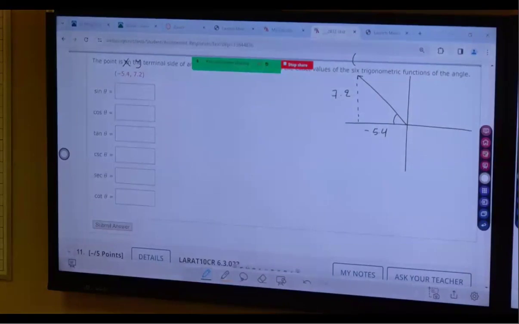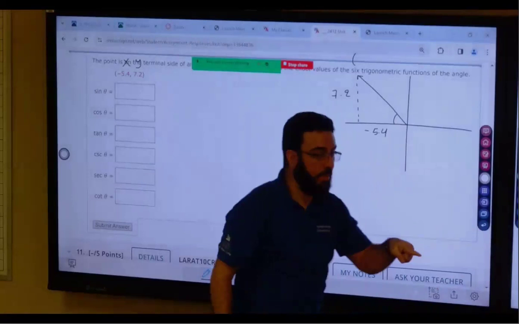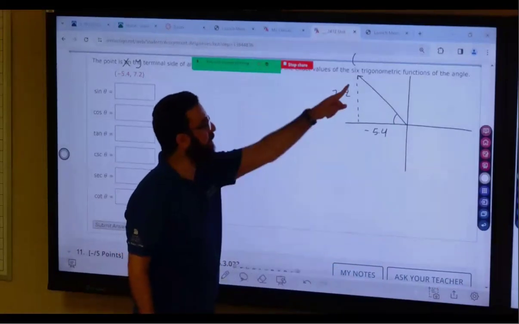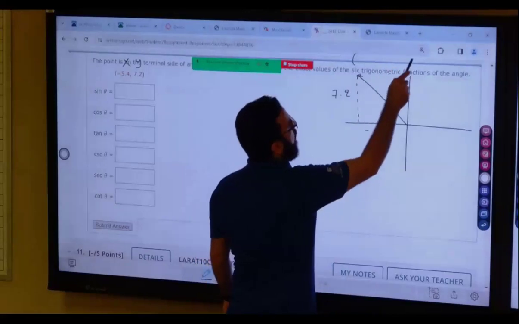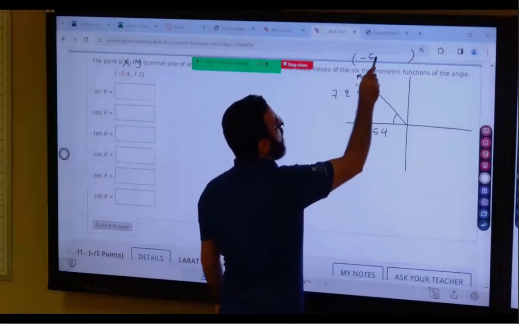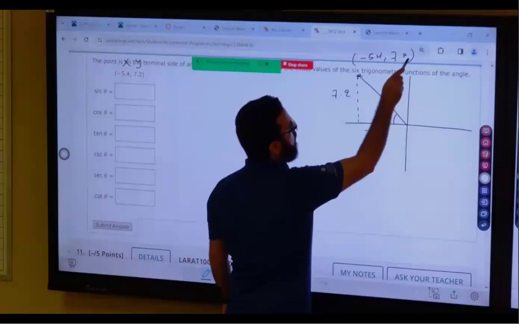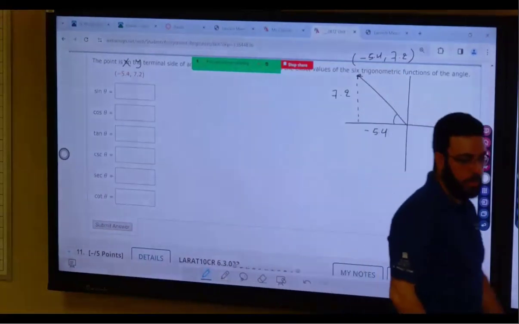You got it? What about if the y is negative? Do we do it on the bottom? Yes, it's going to be here. I'm just graphing the point. So the point here, which is negative 5.4 and 7.2. Now go ahead, work on it.